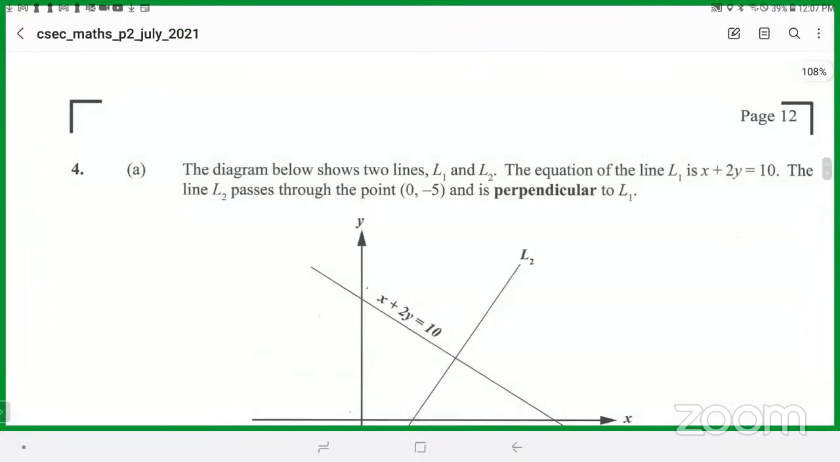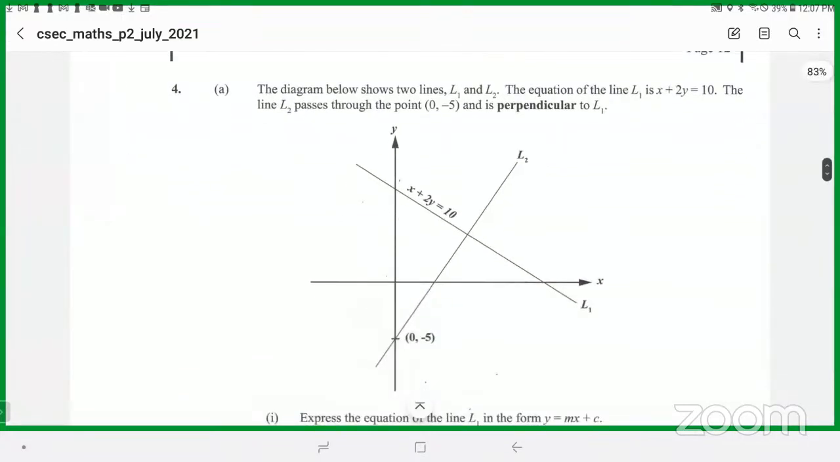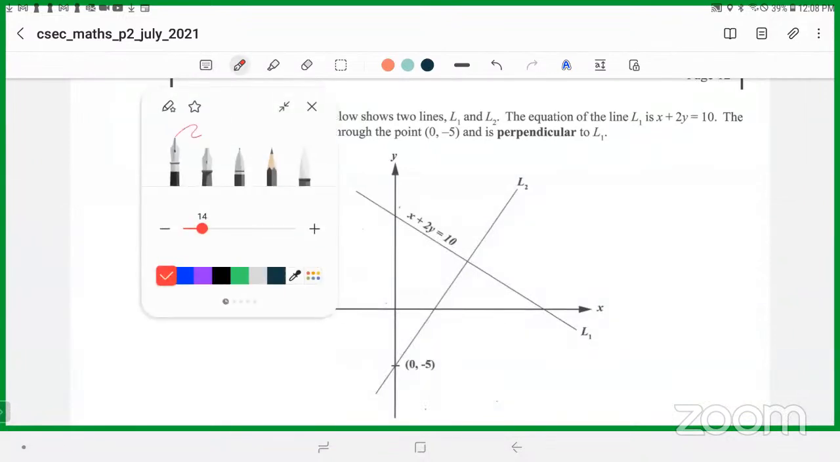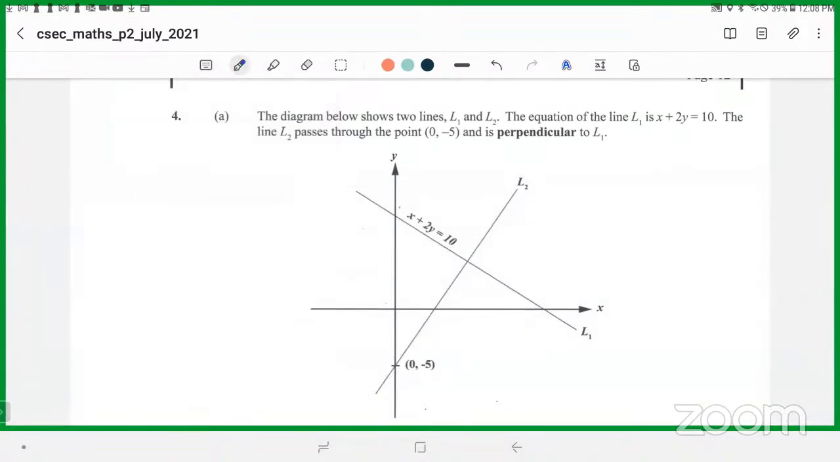All right, so this one is presented now. It's a coordinate geometry question again. So they give us those two lines and give us some information about them. All right, it's a coordinate geometry question. Let's look at it. So the question said the diagram shows two lines right here. Line 1, so this is line 1.